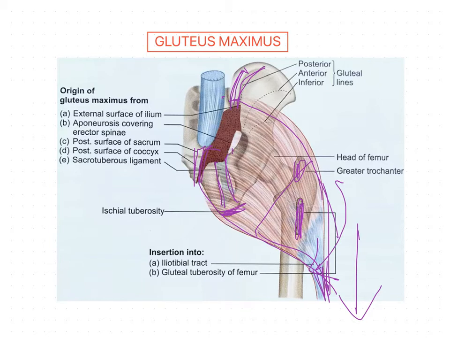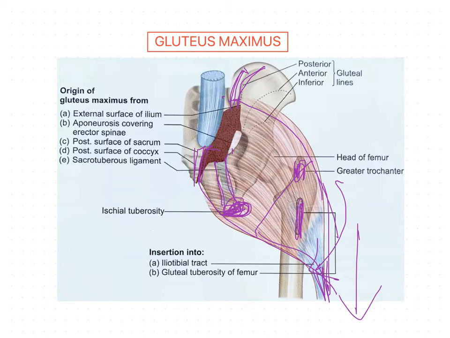And if you look at the bursae, one is the trochanteric bursa of the gluteus maximus on the greater trochanter of the femur, and also you can find the ischial bursa of the gluteus maximus on the lower and medial part of the ischial tuberosity.